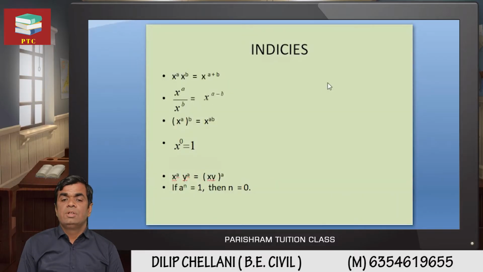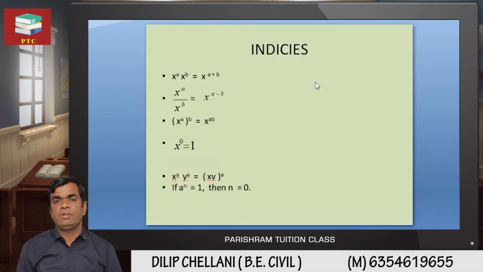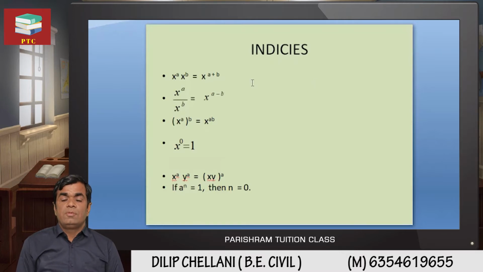Next topic, that is indices. Indices is also a very basic topic you have studied at your school level. First one, suppose x raised to A into x raised to B, that is equal to x raised to A plus B. Suppose I multiply x square with x cube, so it would be x raised to 2 plus 3, that is equal to x raised to 5.